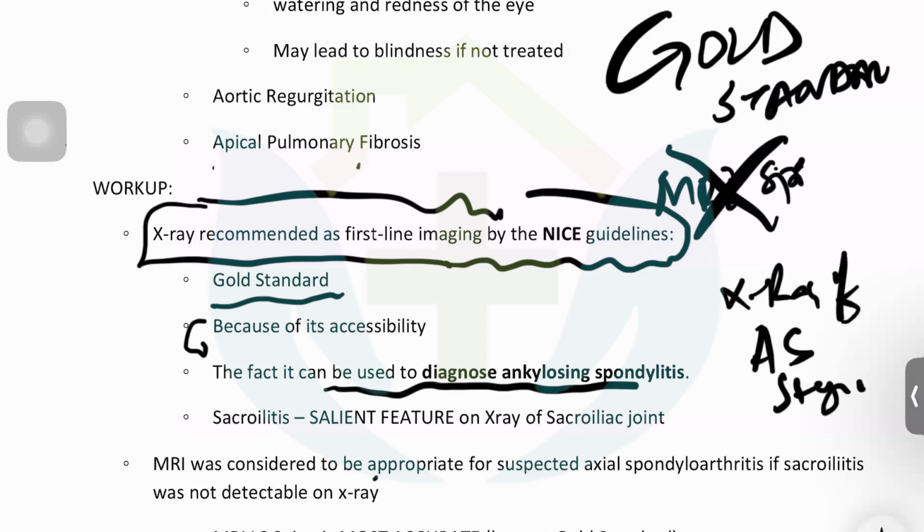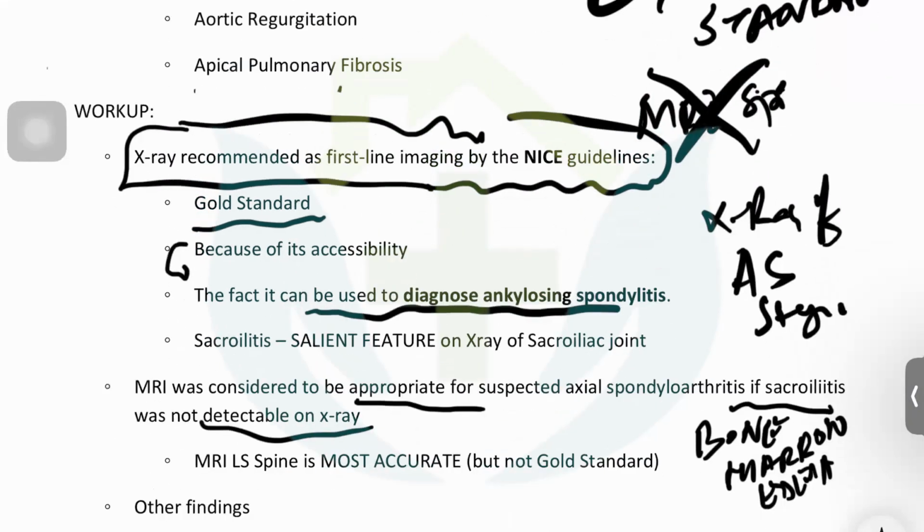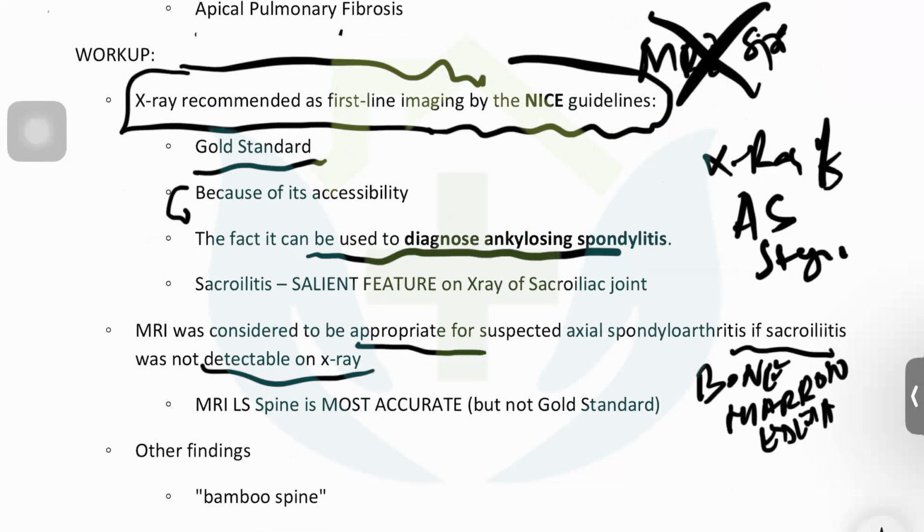MRI is considered to be appropriate if sacroiliitis is not detectable on X-ray. Why? In very early stages, there is only something known as bone marrow edema. Now, this bone marrow edema cannot be seen on the X-ray. What will be needed is an MRI of the joint. So MRI will tell you that, okay, fine, there is no ankylosis at the moment, but the bone marrow edema has started. Hence, the diagnosis is ankylosing spondylitis, and this helps us to diagnose it very early in the stage.